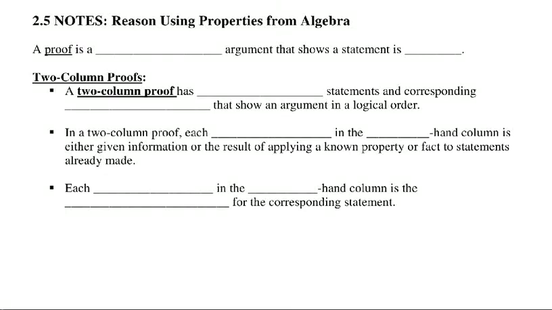During these set of notes, we're going to talk about reasoning through problems using the reason and properties from algebra. So first off, we're going to learn what a proof is. A proof is a logical argument that shows a statement is true. The way that we're going to really set up our proofs is using a two-column proof, and that's what it says right here. So two-column proof, and it literally has two columns in it.